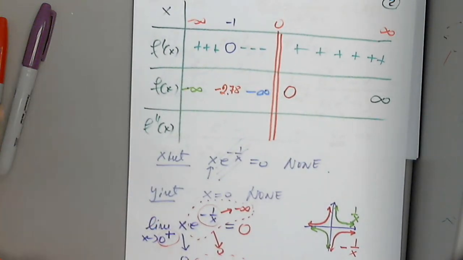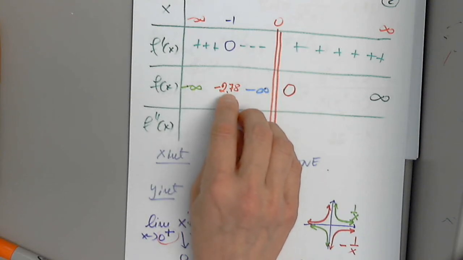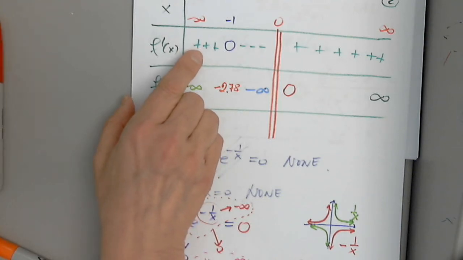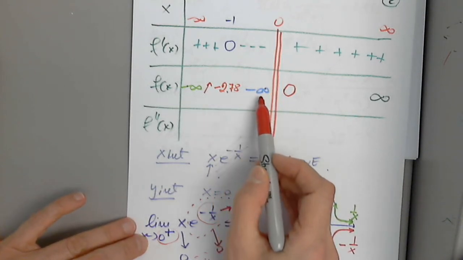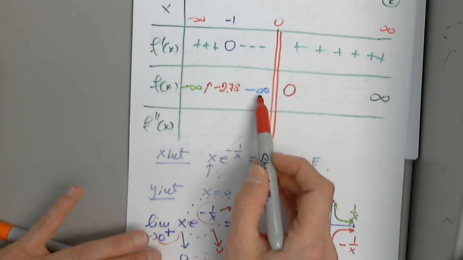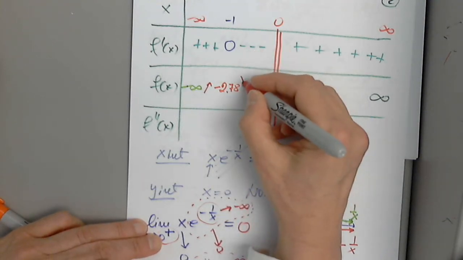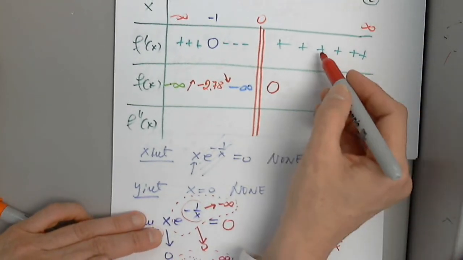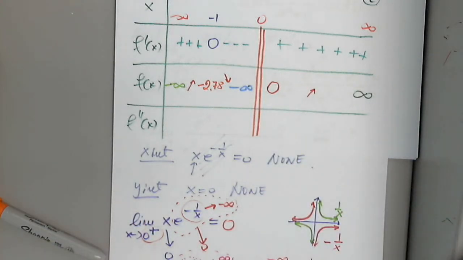Okay, ready? From -infinity to -2.78, what does the function do? Is that supported by the sign of the first derivative? Very good. From -2.78 to -infinity, what does this function do? Is that supported by the sign of the first derivative? Excellent. From 0 to infinity, what does this function do? Is that supported by the sign of the first derivative? It appears that everything is smooth and clear.